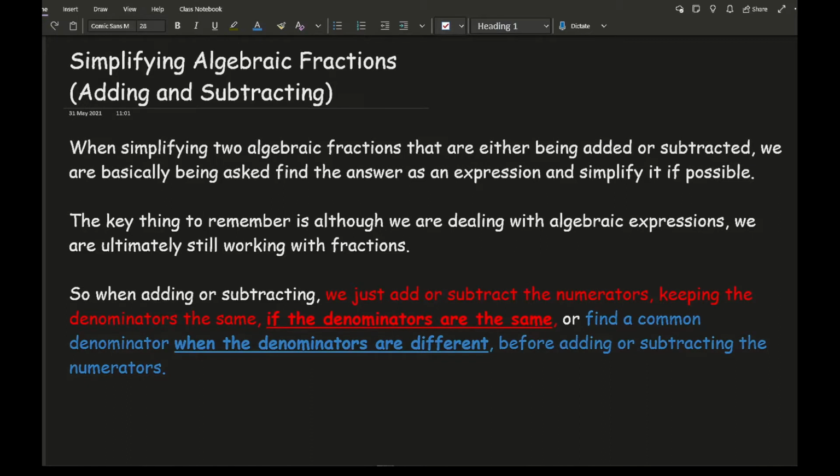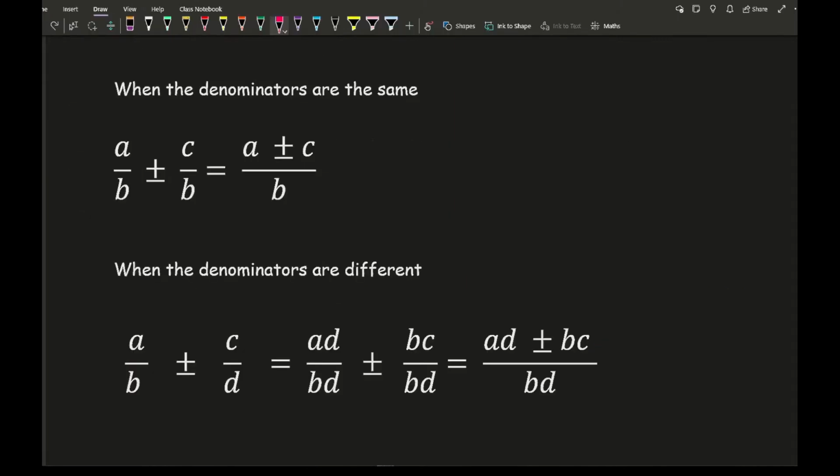Now the key thing to remember is that although we are dealing with algebraic expressions, we are ultimately still dealing with fractions. So when adding or subtracting, we add or subtract the numerators, keeping the denominators the same if the denominators are the same, or we find a common denominator when the denominators are different before adding or subtracting the numerators. So looking at this general notation, as you can see in the first one, when the denominators are the same, all we need to do is simply add or subtract the two numerators.